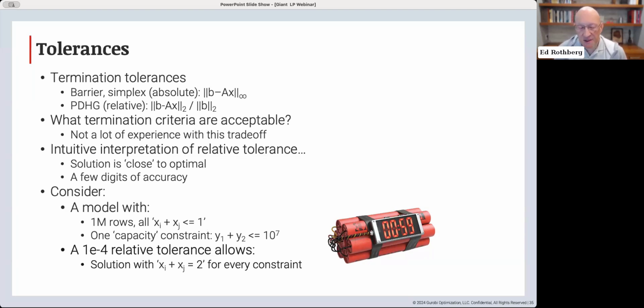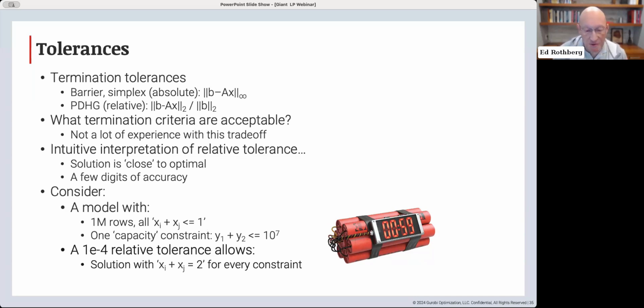So, obvious question, what's an acceptable tolerance? And, as a solver vendor, my answer is it's not up to me. It's up to the user what tolerances are acceptable. And I suspect the reality here is that we just don't have a lot of experience with the trade-off between runtime and solution quality. So I'm not even sure that users know at this point what acceptable termination criteria are. But one thing I do know is if you think about the relative tolerance, intuitively you may say, well, 10 to the minus 4 relative tolerance, that sounds pretty good. So, if the solution is close to optimal, maybe a 10 to the minus 4 relative tolerance means that you get 3 or 4 digits accuracy for all of your variables. But it doesn't mean that.